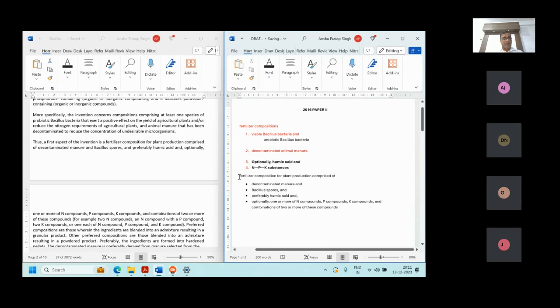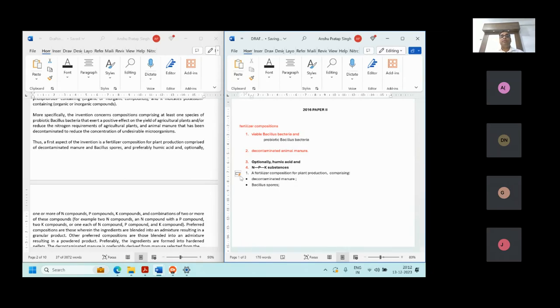If you want to draft a claim now, you can simply write the fertilizer composition for plant production, comprising this decontaminated manure, semicolon, delete and, bacillus spores, preferably humic acid. This you can take out. This is your first claim. Mutatis mutandis. You got it, right? Because your elements are there.